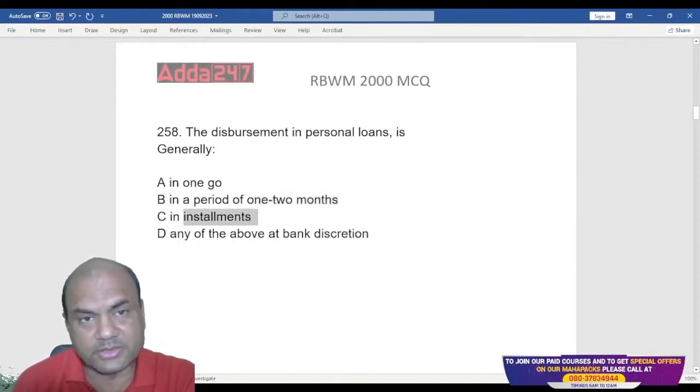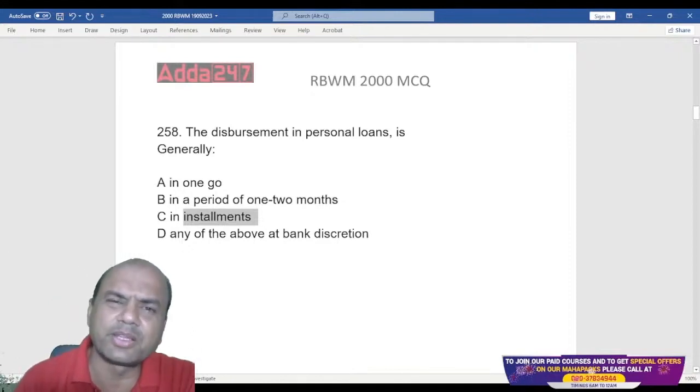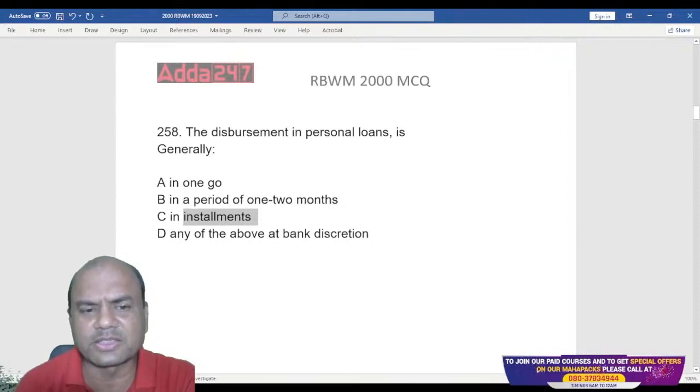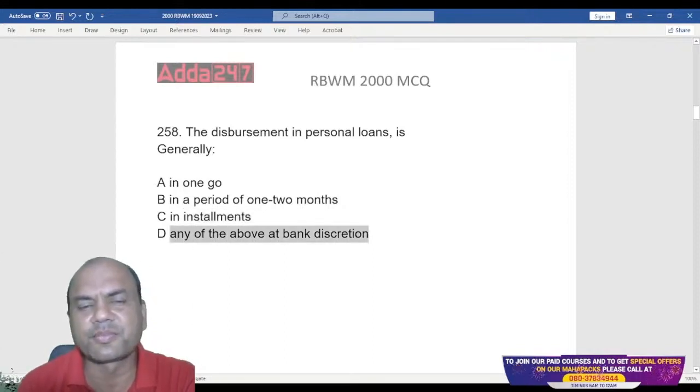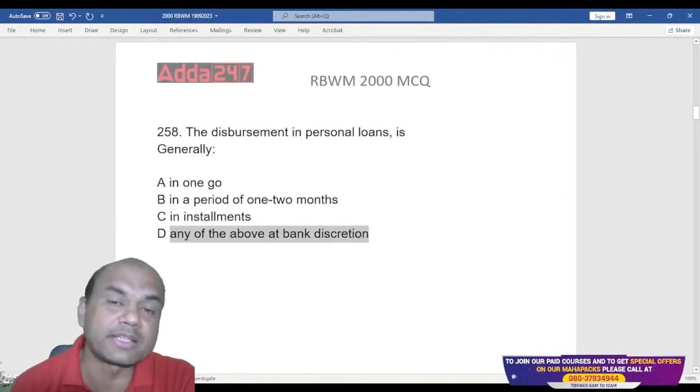In installments, every month I'll be giving you 50,000. Do I give it like this? At the bank's discretion? How does the bank generally give this loan?